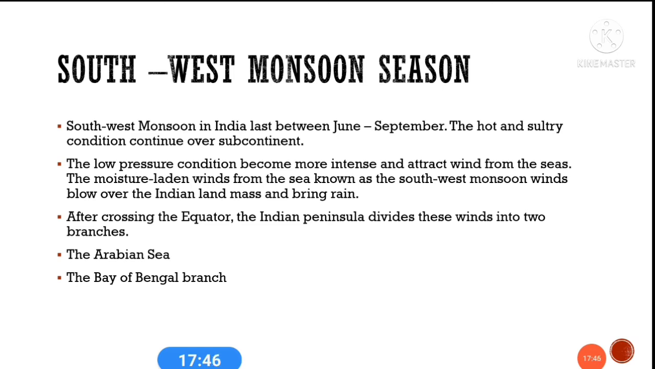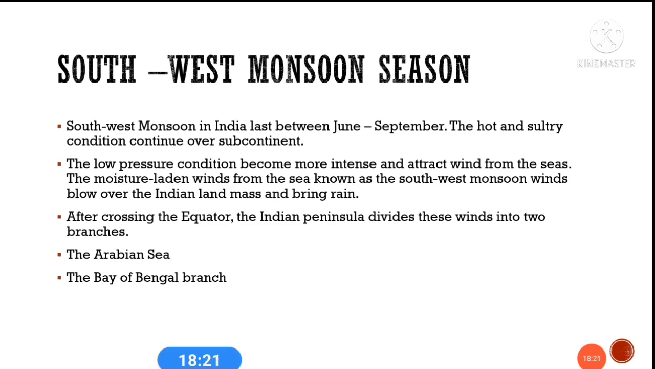The hot and sultry condition continues over the subcontinent. At this point of time, there will be high humidity as well as very high temperature along the subcontinent. Subcontinent means not only India; adjoining countries like Pakistan, some parts of China, and in the east Myanmar and some adjoining regions will also have hot and sultry conditions.